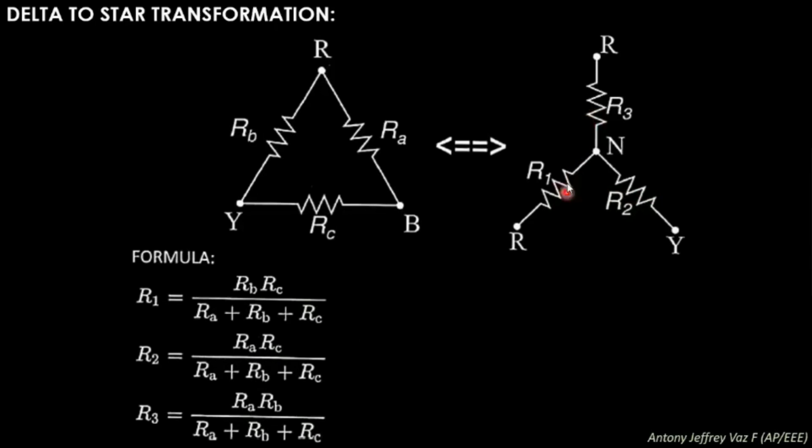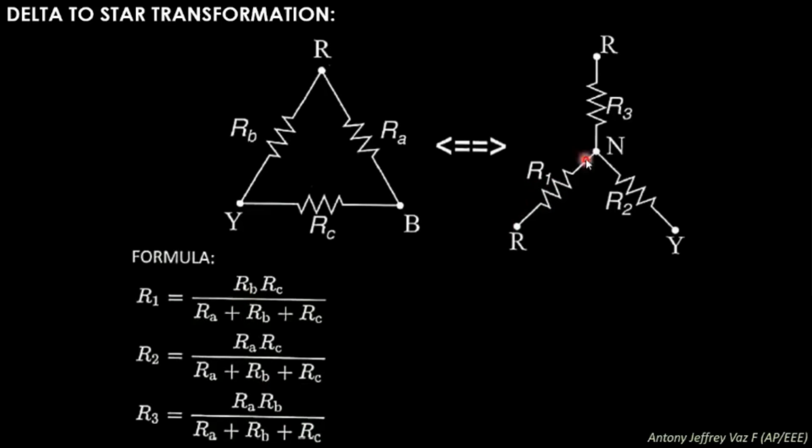That is the R1 value for the delta. What we are doing here is a very easy step to convert delta to star. You see the common things here. The denominator is RA plus RB plus RC, and for R2 also the same thing is present. For R3 also you see the same thing is present. The only difference is the numerator.